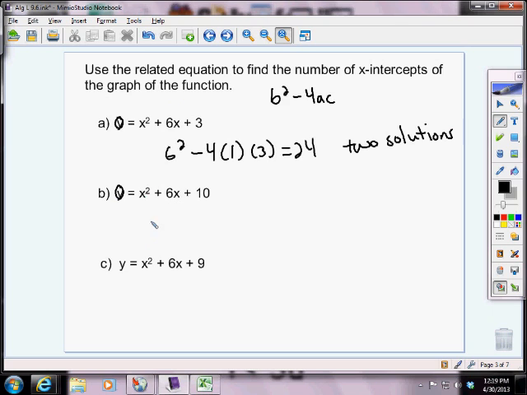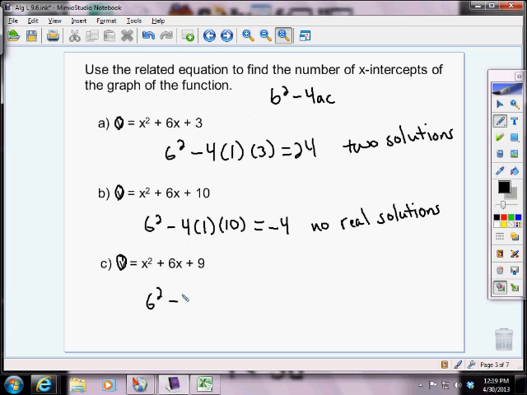Set it equal to 0. We're going to have 6 squared minus 4 times 1 times my c, which is 10. And that equals negative 4. Negative discriminant means no real solutions. Last one here, if we set it equal to 0, using our discriminant, we get 6 squared again minus 4 times 1 times 9. And that equals 0. So we know there's one solution.